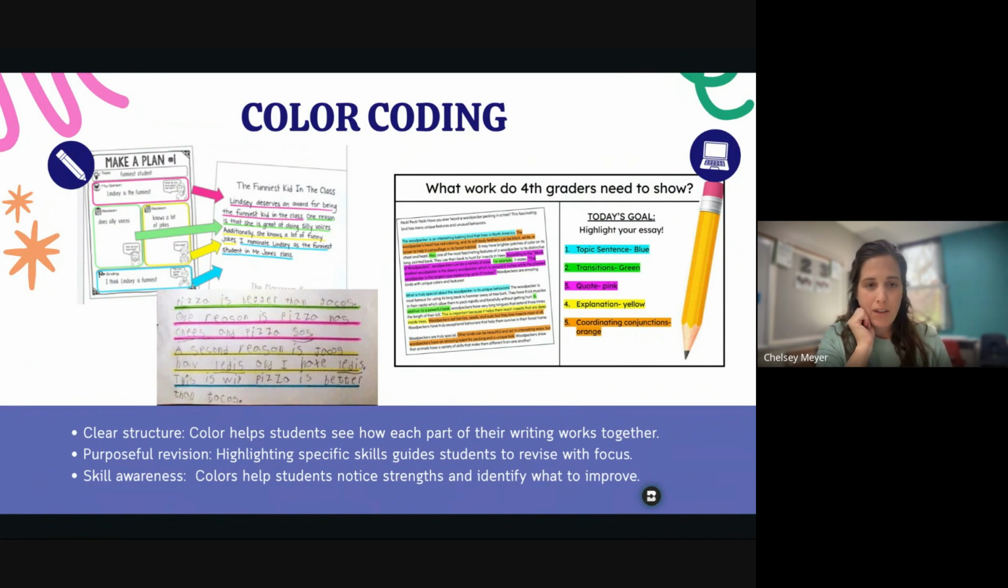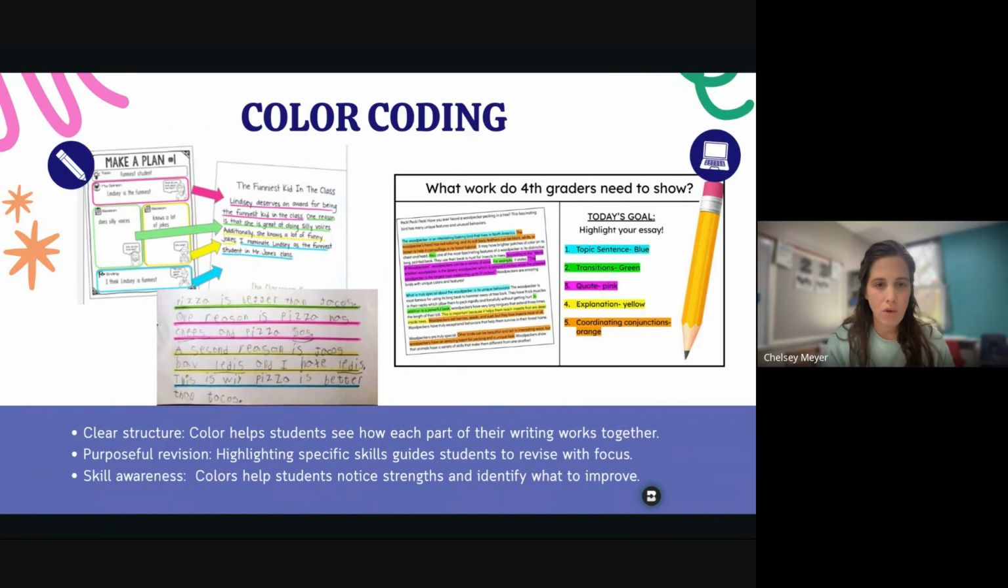If you're thinking about some purposeful revision, you could have them go through their actual writing individually, or you could even have them pair up and do some peer editing where the partnership has to find where to underline the different color codes that you're picking. So for example, topic sentence, transitions. We know dialogue can be tricky to find, especially with the punctuation. So just some ideas there.